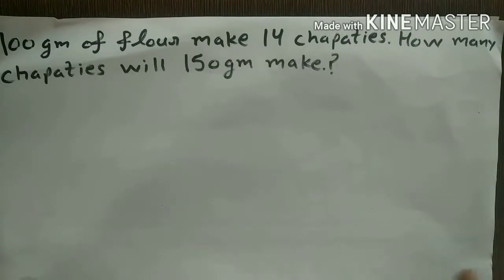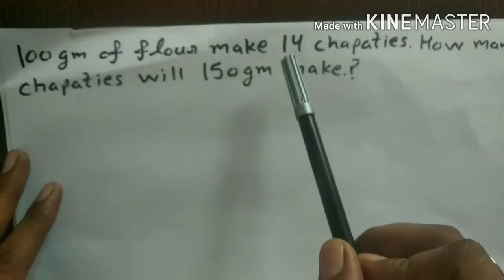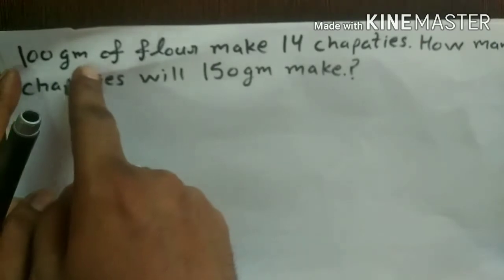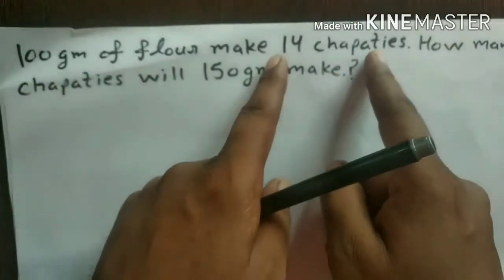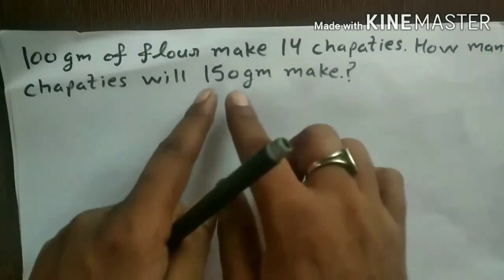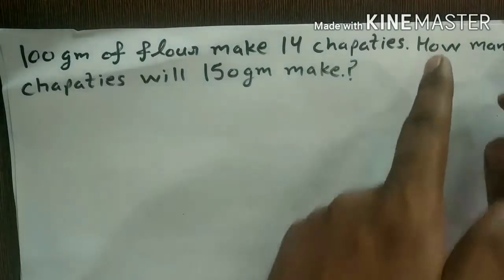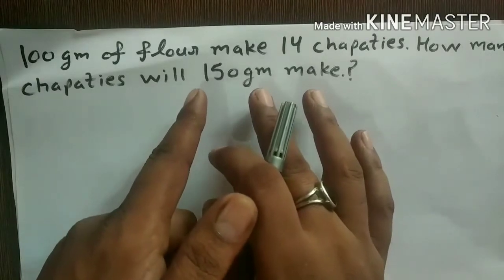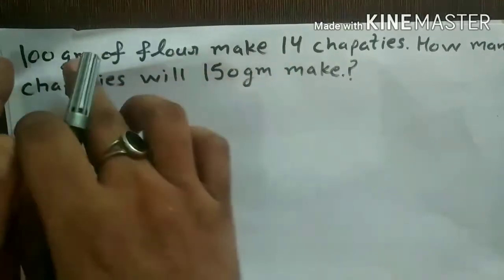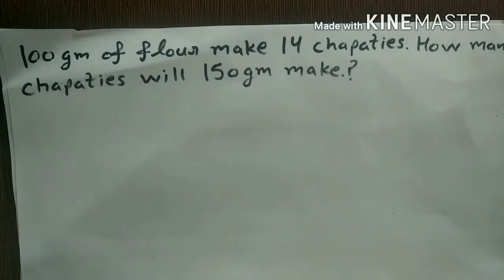So as in the question you can see here, the example is 100 gram of flour makes 14 chapatis. Okay, if we take this quantity, then with this quantity we can make this number of products. Now the question is how many chapatis will 150 gram make. Here in the question part it has been asked that if I take 150 gram of flour instead of 100 gram of flour, then how many chapatis will be ready.